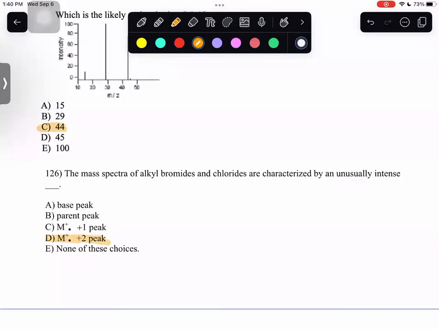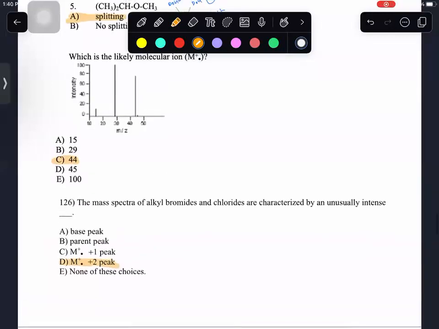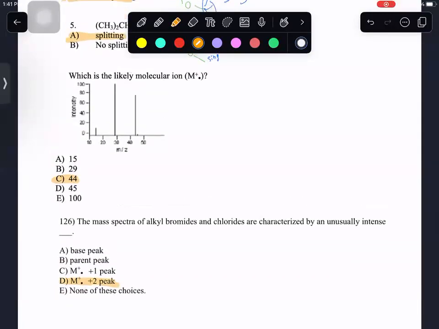Okay, do you guys have any questions on that one? Yes. Why would D be the answer for the last one? Because remember, the highest contributors for the M plus 2 peaks are always going to be bromine and chlorine. More specifically, the major one is bromine. So in this case, this was just pure conceptual stuff.